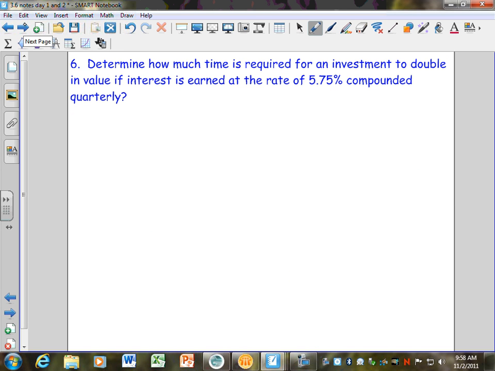This is what I was talking about, that they don't have to give you the actual value if you're wanting to find just how long it would take for any investment to double if the interest is earned at 5.75% compounded quarterly. Which equation am I going to use? Same one, right? Like that one we were using a lot. And we're looking for T because it says how much time.